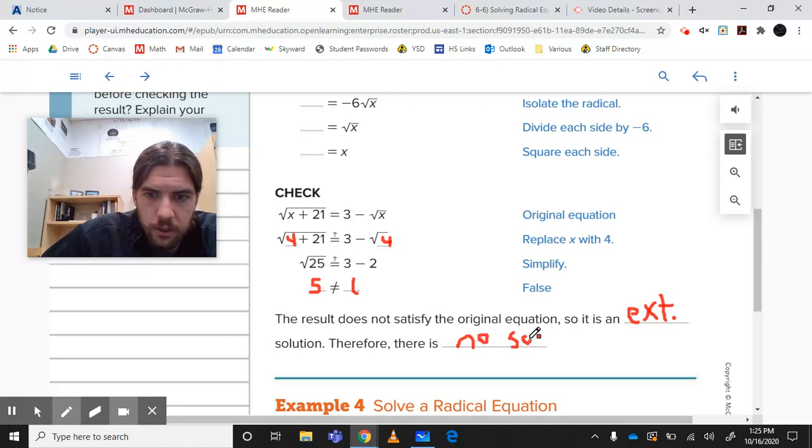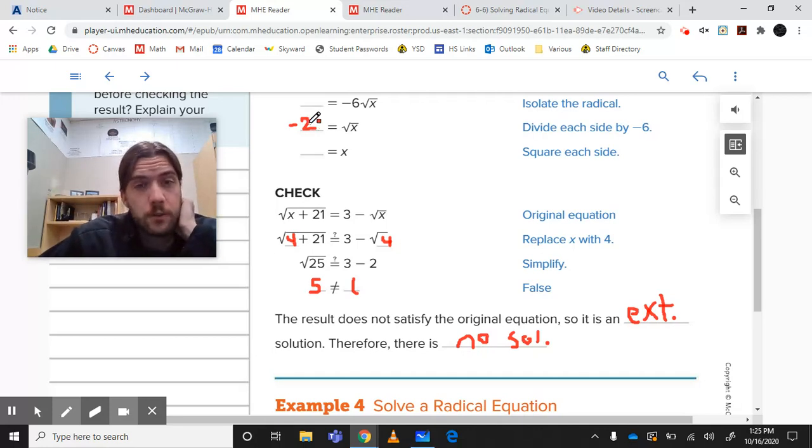You might notice at one stage right here, this is where the problem came from. When we got to negative 2 equals the square root of x, that is not true. There is no square root of a number that is negative, not in the real number system anyways. If you're familiar with the imaginary number system, then you'd say the solution involves i's, imaginary units. But we're talking about the real number system right now, so we are just saying that this is a no-go. You're not going to take a square root and get a negative number.